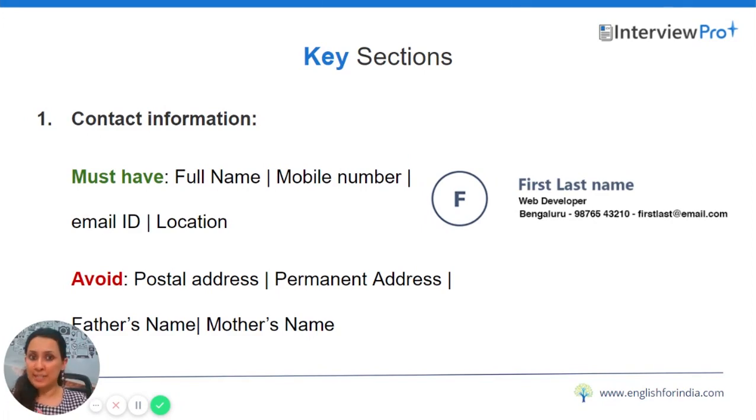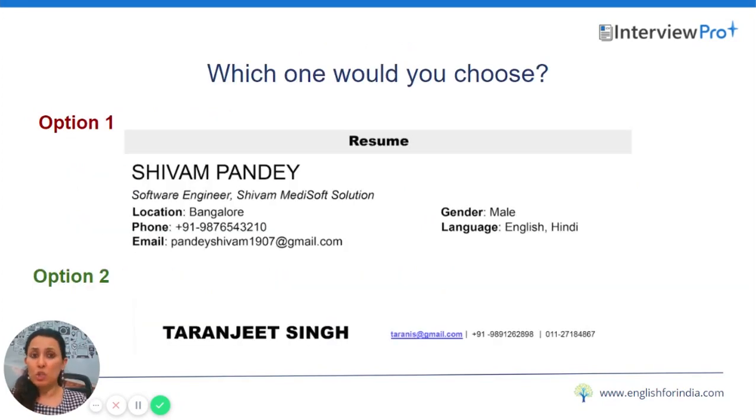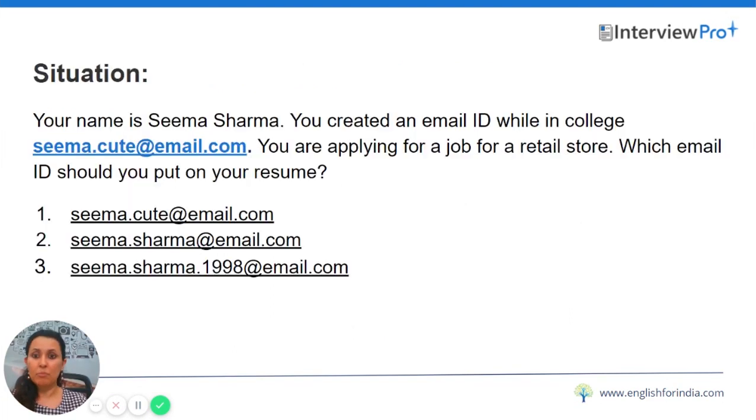So I'm going to show you an example of two options over here. In the first one, the person has mentioned not only his name, phone number, and email address, but has given other extra information like gender and language. While in option 2, he has very clearly mentioned his name, email address, and his contact details. Option number 2 is always preferred over option number 1 in this scene.